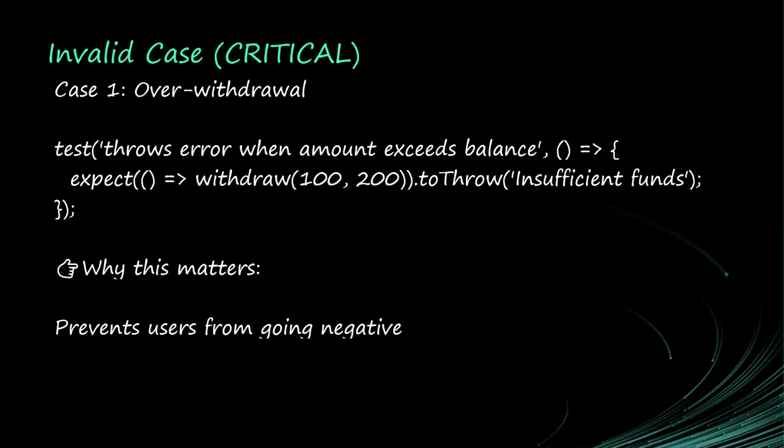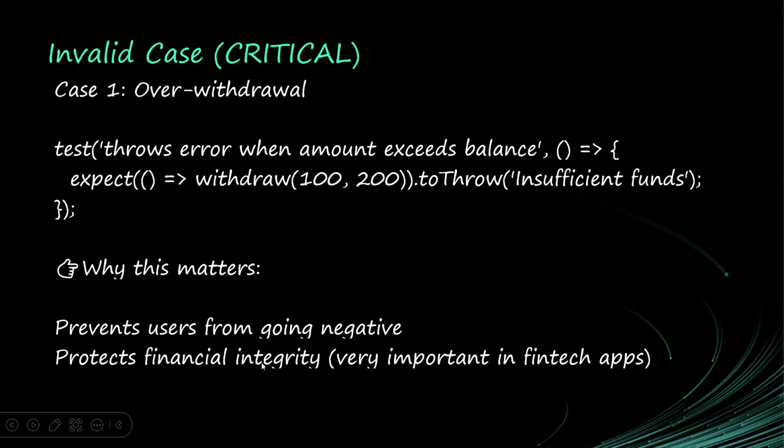So why does this matter? It prevents users from going negative. You cannot allow the amount the user wants to withdraw to be more than the balance. So these are invalid cases. They are edge cases, not the normal case. The normal case is like, the user has 1,000 and wants to withdraw 200. What happens if the user has only 100 naira and wants to withdraw 200? You see, this makes you a professional developer. If you start writing unit tests, or using test-driven development in parallel, you would have fewer errors in your production code. This protects financial integrity, which is very important in fintech apps.